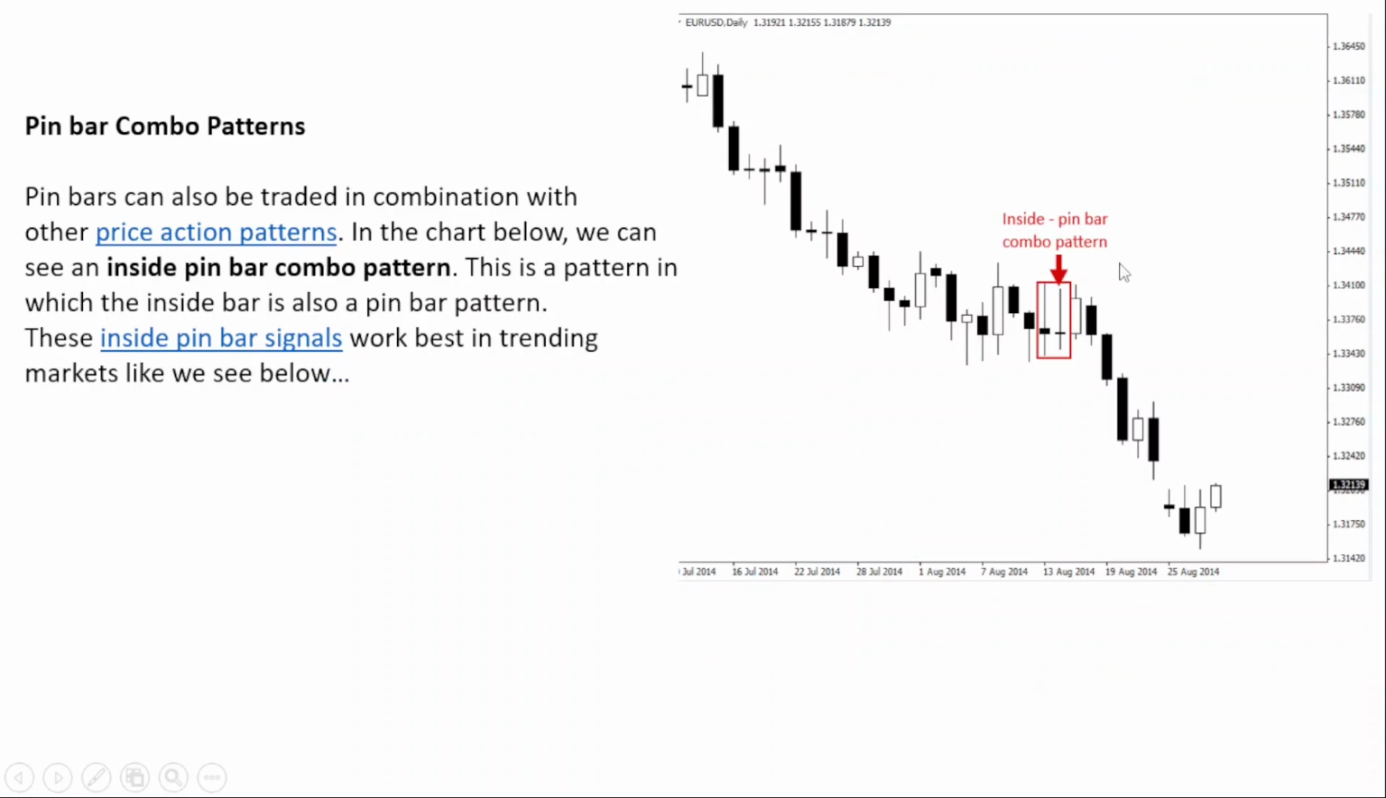So the inside pin bar combo pattern, while moving downwards, is a continuation pattern. After this pin bar, it started falling down, and we can see there are many pin bars in between. But for this pin bar, there is no previous candle crossing over the high of this pin bar. Same way, we have to identify at certain levels. For example, this inside combo pattern, they say this is also one of the effective patterns.